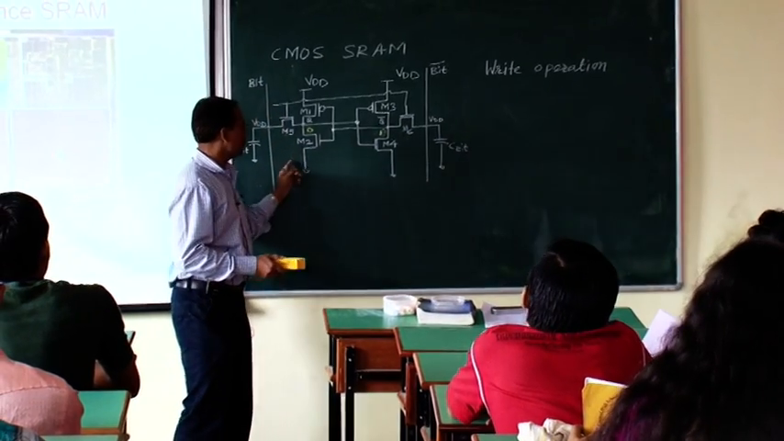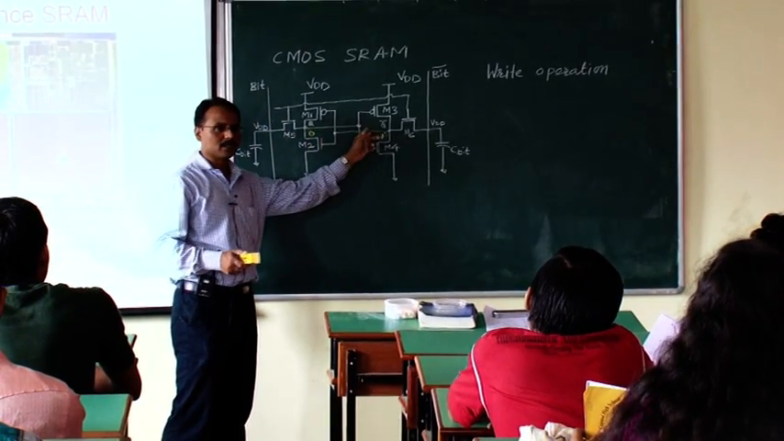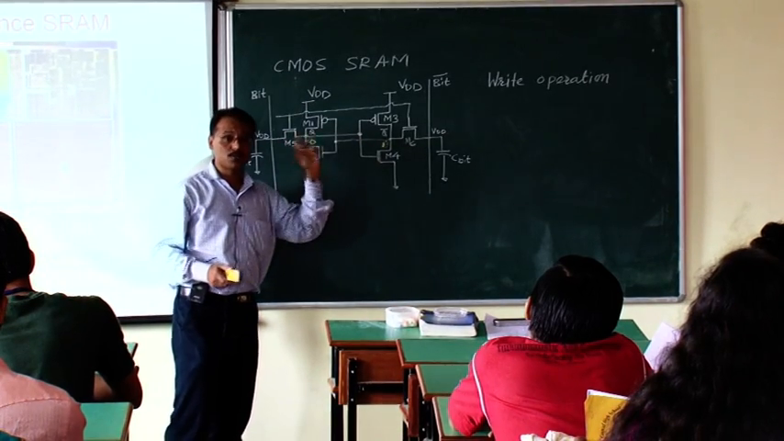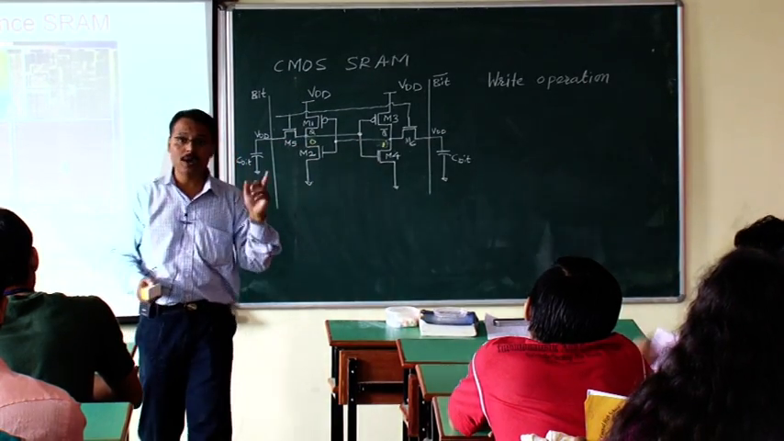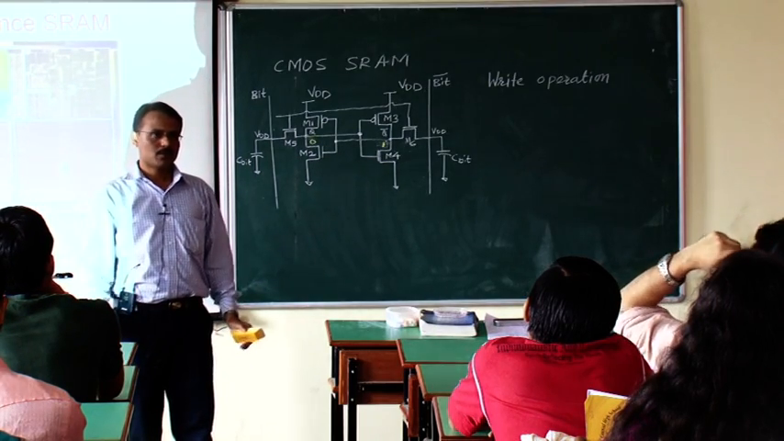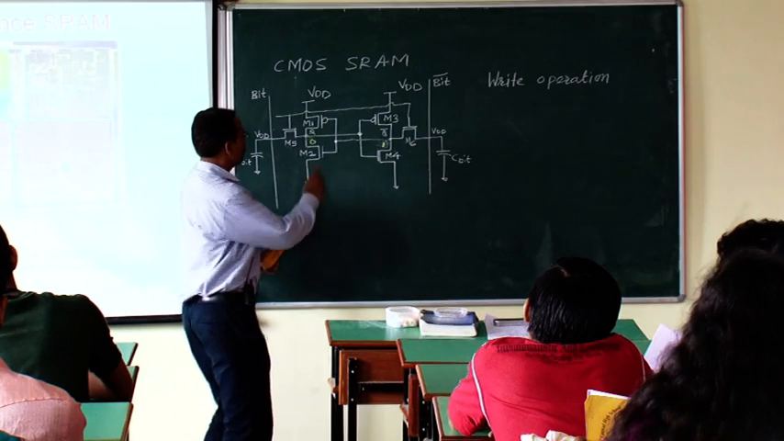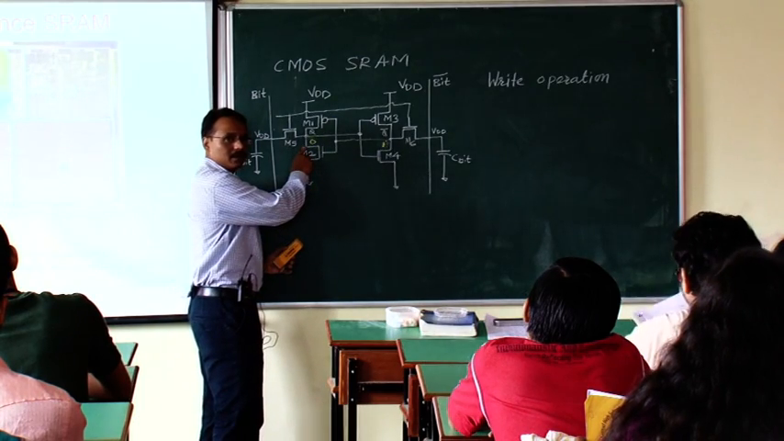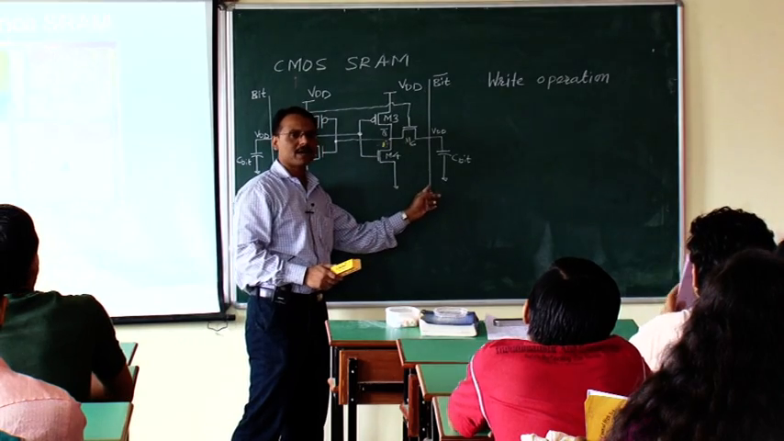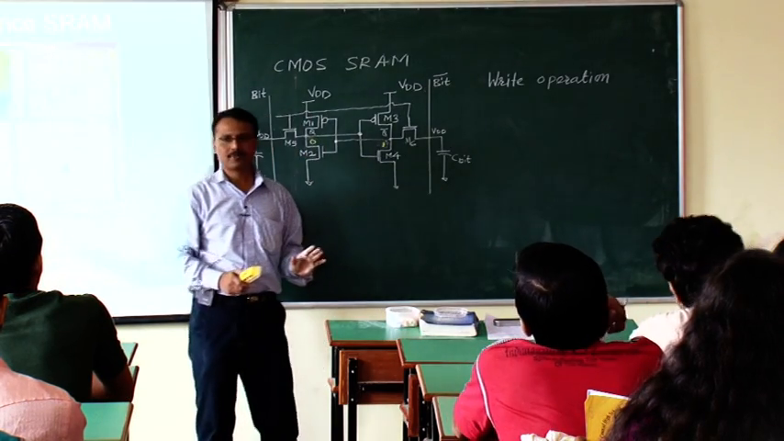Suppose in this cell 0 is stored here and 1 is stored here. Means 0 is stored. Now I want to change it to logic 1. I want to write 1 in this memory cell. Then what is the procedure? The procedure is, if you want to write 1, then forcefully connect this bit bar line to logic 0.